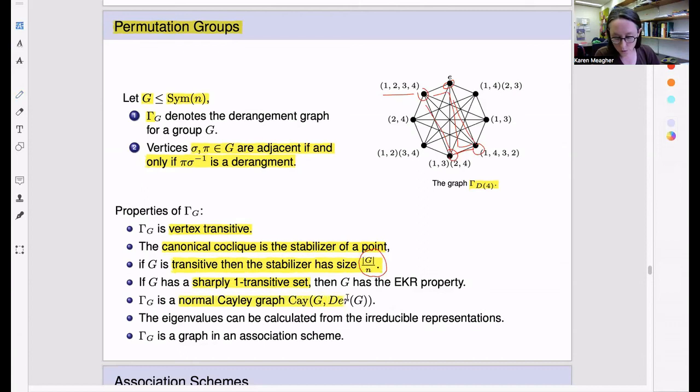This guy is also a normal Cayley graph. It's a Cayley graph because the vertices are elements of the group. The connection set means that two things are adjacent if one times the inverse of the other is in the connection set here. And it's also normal. Normal means that the connection set is closed under conjugation. So once we're holding on to a normal Cayley graph, we have a way of calculating the eigenvalues. We can get the eigenvalues from the irreducible representations of the group. Not only that, our derangement graph is a graph in an association scheme.